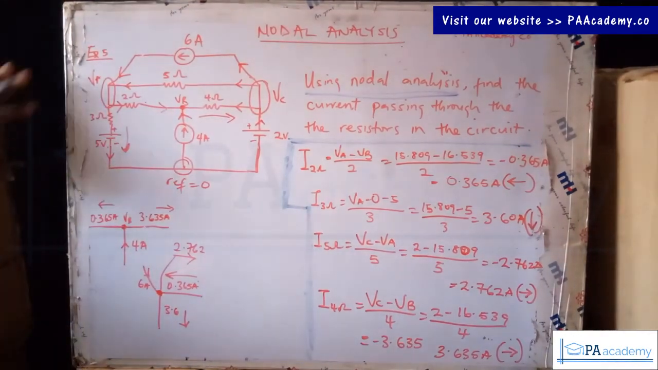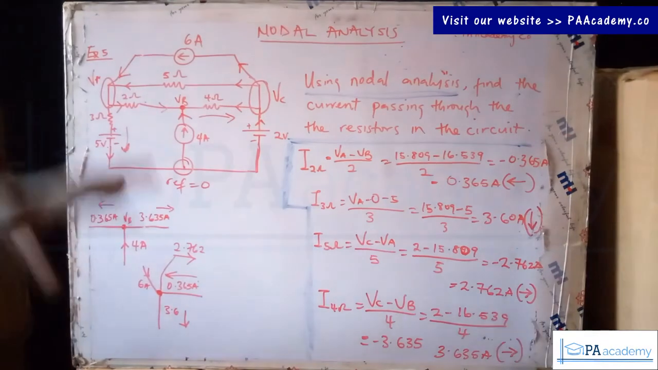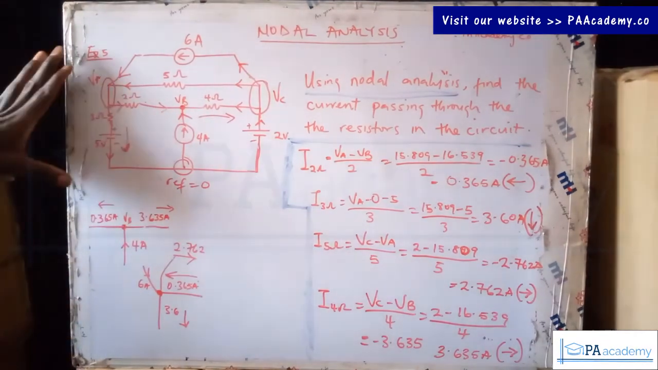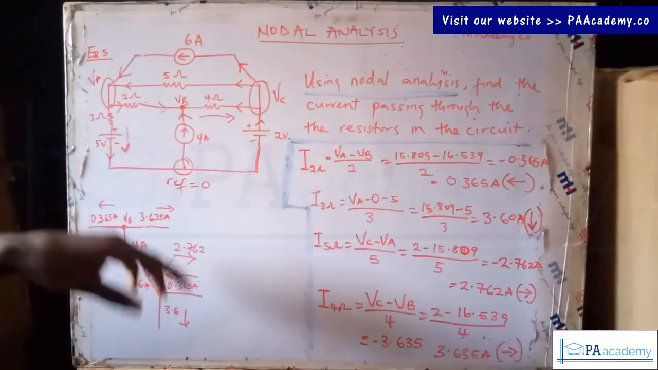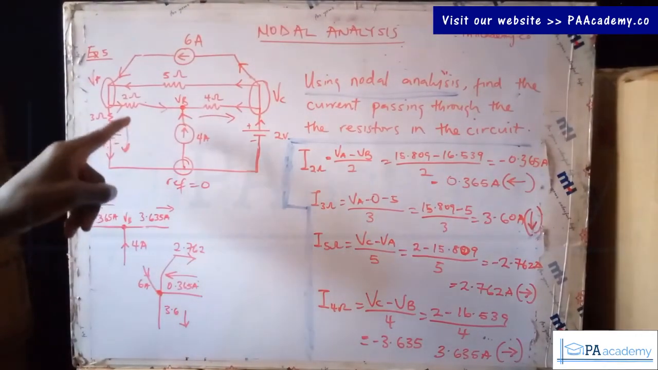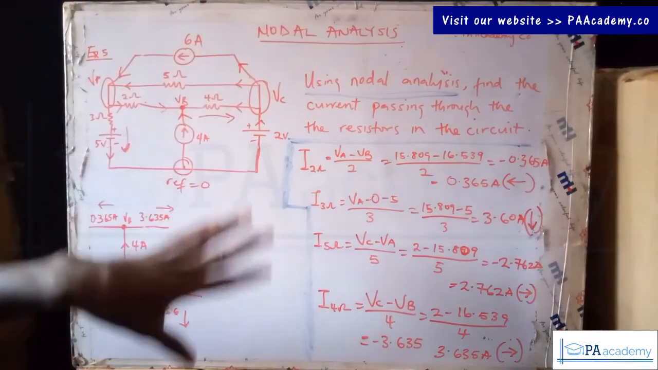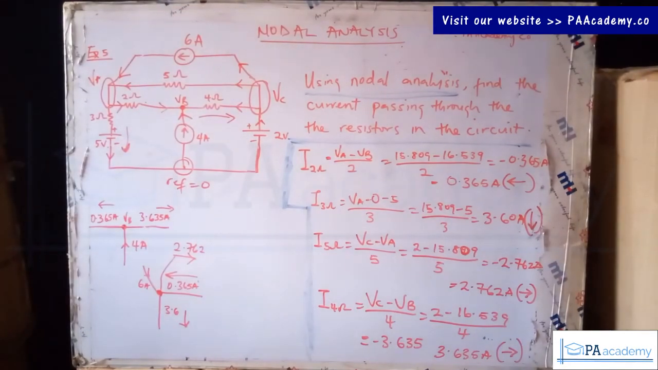So this is the solution to this particular example on nodal analysis. You can see that using nodal analysis, you can calculate not only the voltage at some of the nodes, but also the current that is passing through some of the resistors in the circuit. So I hope you find value in this video. That is all I want to cover under nodal analysis.